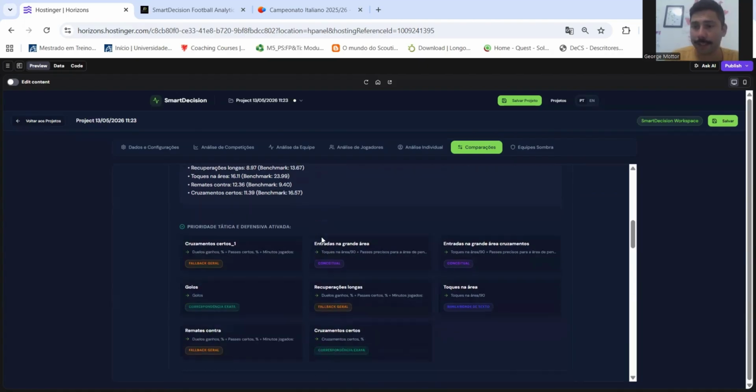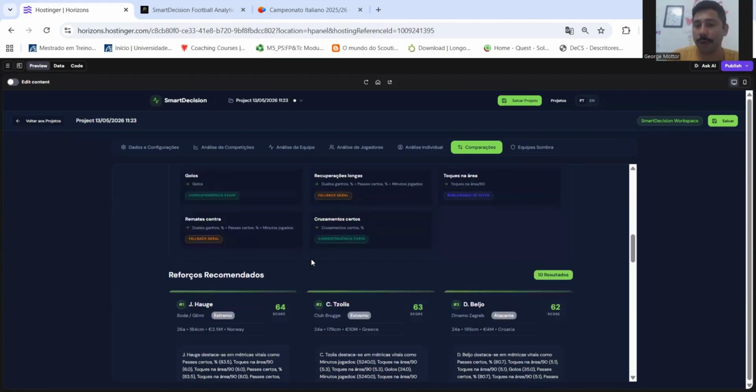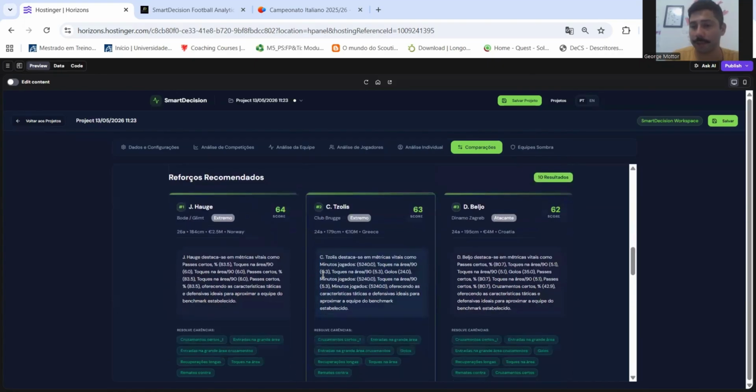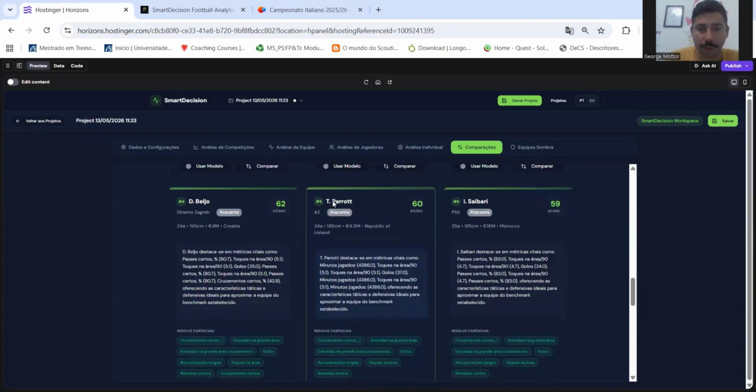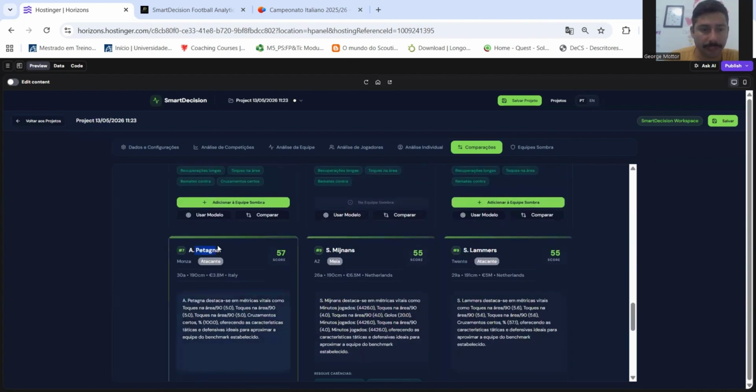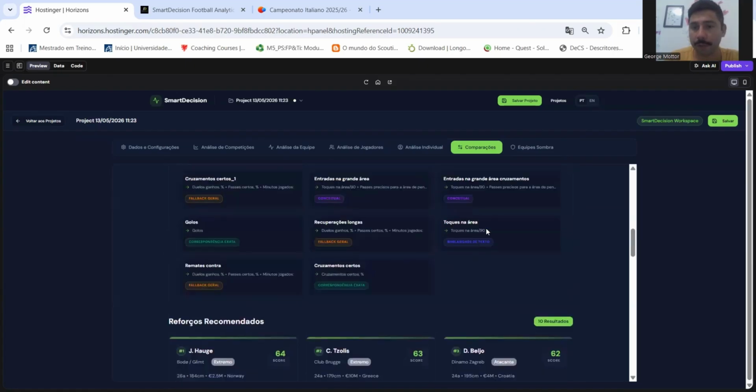And our AI here, artificial intelligence, already gives us some reinforcements that could improve these situations, right? It included Bodoglian Titizoles from Ciudad Brugge, Bejo from Dinamo Zagreb, Bejo Felgen here. Here, Parrot had a great championship, many goals, Kerry from PSV, Petaga from Monza, Midan from Azerbaijan, and Limaras from Trentino, right? So of course I included them in all positions.